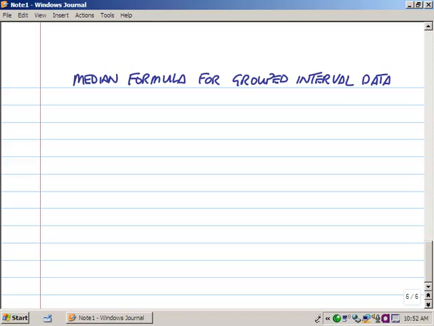So the assumption is that we do not have the individual data, so we can't sort them all and find the middlemost numbers. So what we need is a formula that will estimate where the middle number would be. So the median will be, and I'll define these items in a little bit, L plus little i, parentheses, n divided by 2 minus capital F divided by little f.